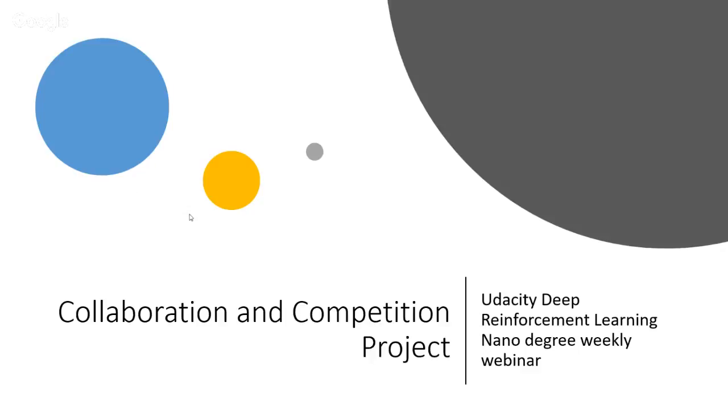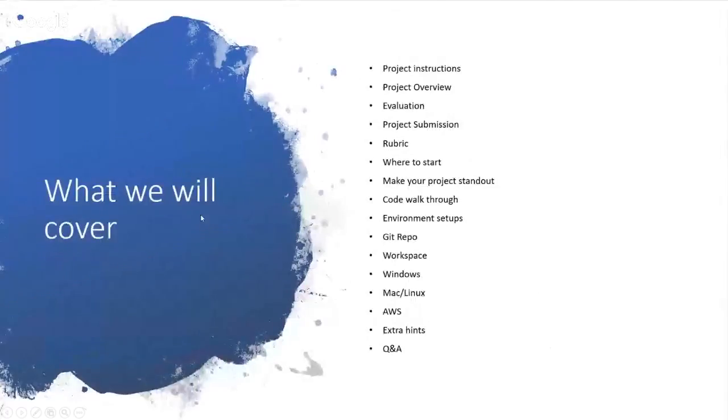So what we'll cover is basically going over again the project instructions, project overview, evaluation, project submission, rubric, where to start, and how to make the project stand out. Then a bit of a code walkthrough, which I'll go through with the workspace given by Udacity, some environment setups, going to the Git repo, and also going through Windows, Mac, Linux, and AWS setups, as well as some extra hints and Q&A.